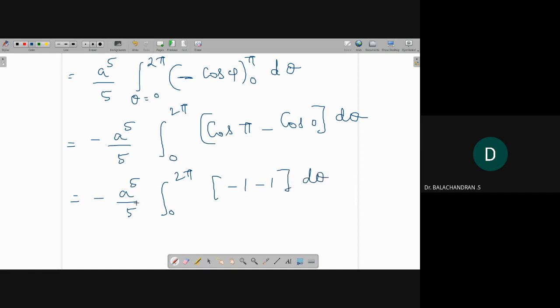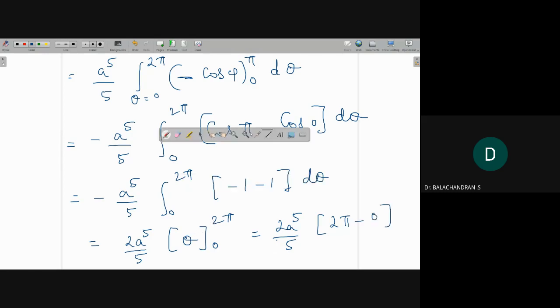This is minus 2, so minus of minus gives plus 2 into a power 5 by 5 integration 0 to 2 pi d theta. That is theta if you integrate 0 to 2 pi. So 2 a power 5 by 5, upper limit theta equal to 2 pi, lower limit is 0. The final answer is 4 pi a power 5 by 5. This is the final answer.